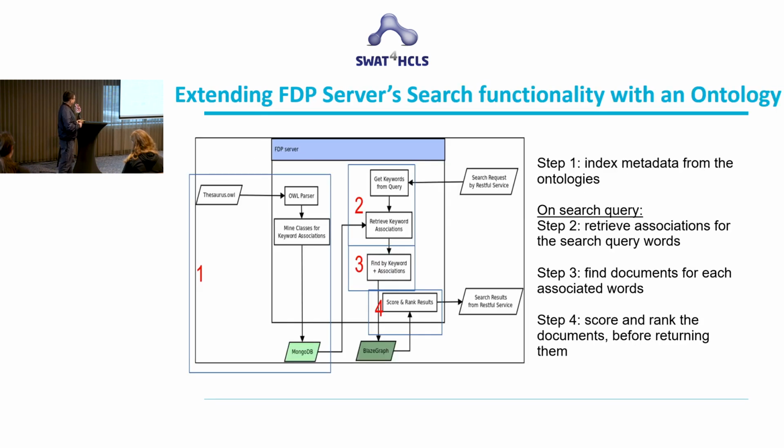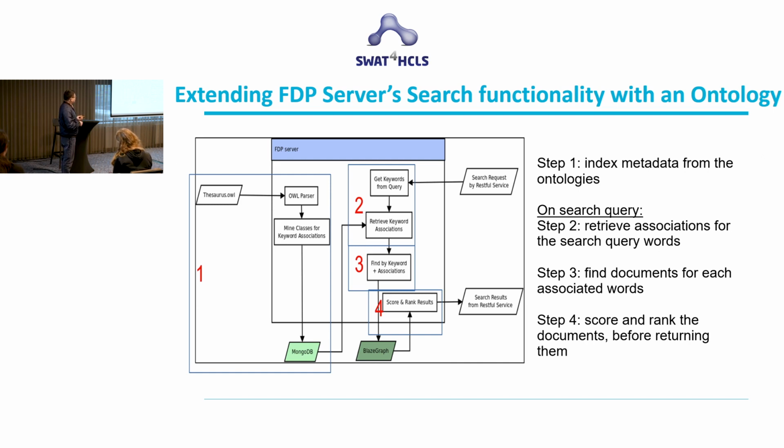With this slide, I'd like to use this architecture to touch a little on the steps we've taken to enhance the search capability. This is the architecture of all the steps that happen at the FAIR Data Point server. The first step is that we index the metadata from the ontologies. The second step is that we create some associations for the search query words.